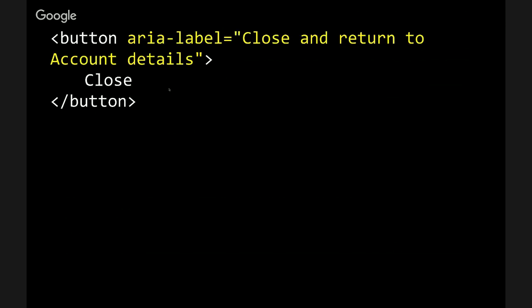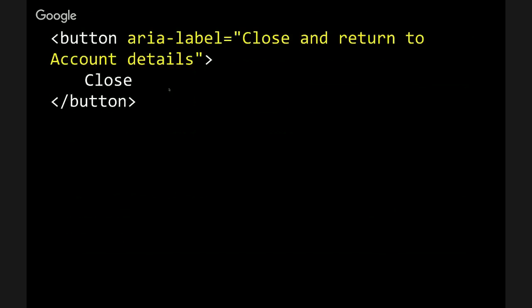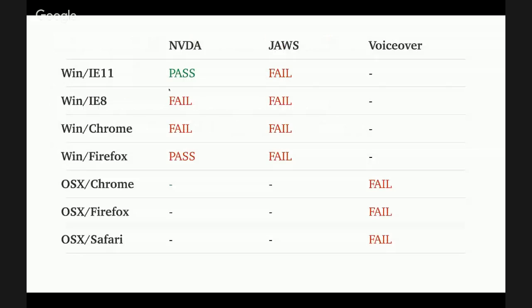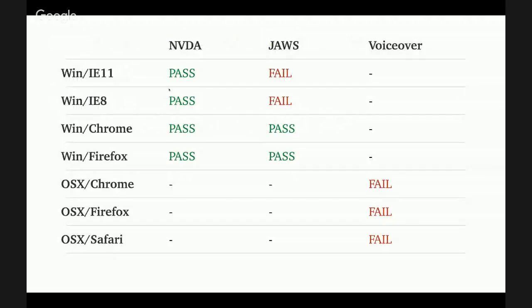Next up is ARIA label attached to the button, and that passes right through. So the ARIA label here is quite a good solution, and what it does is actually drown out the content of the button itself. So that's a very robust solution. Next up we have aria-labelledby, and as you can see, even worse than the link, this one fails really badly. And then we have aria-describedby, and this one goes reasonably well.